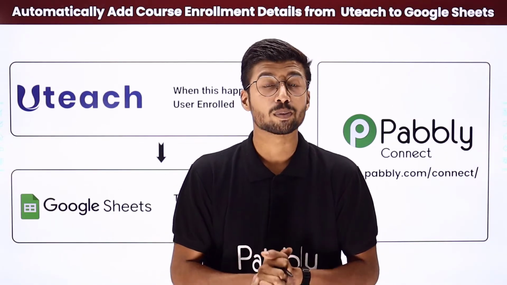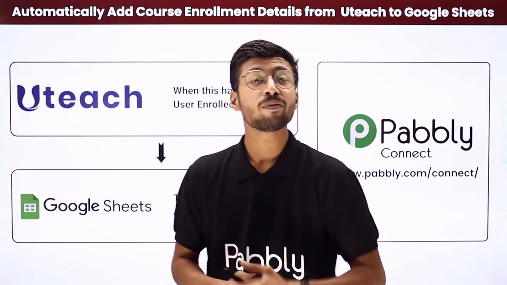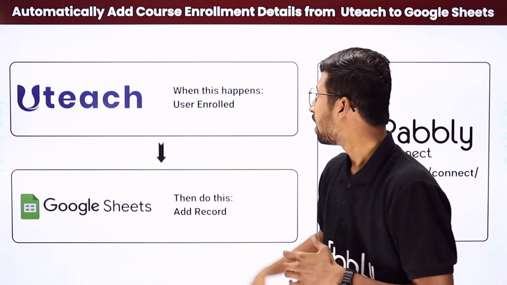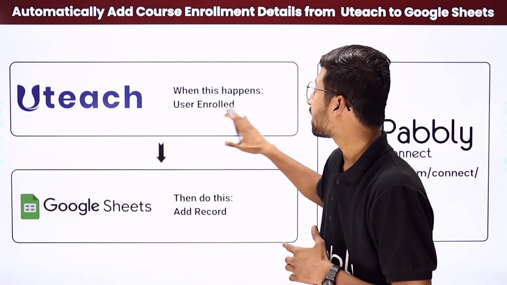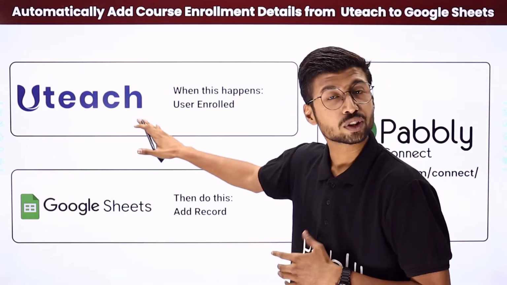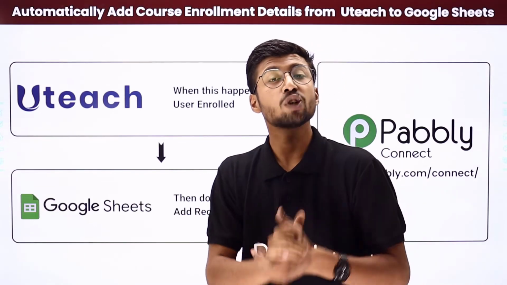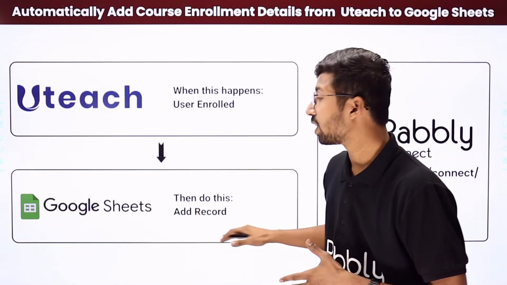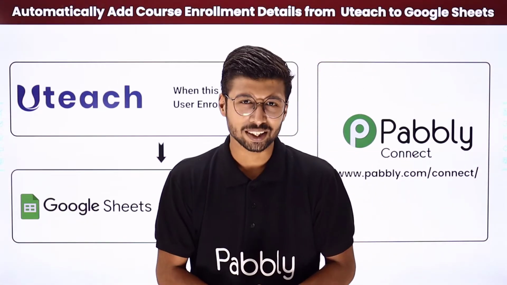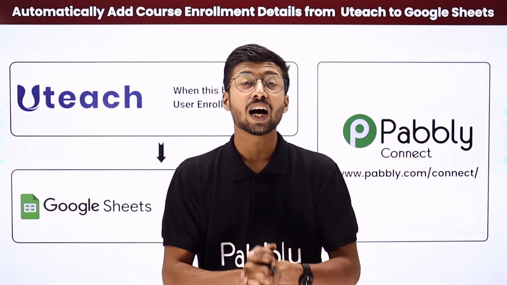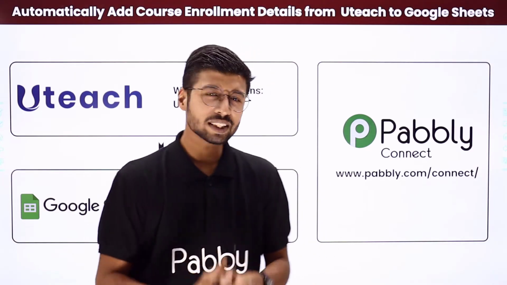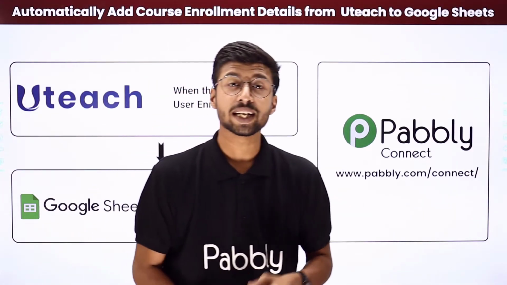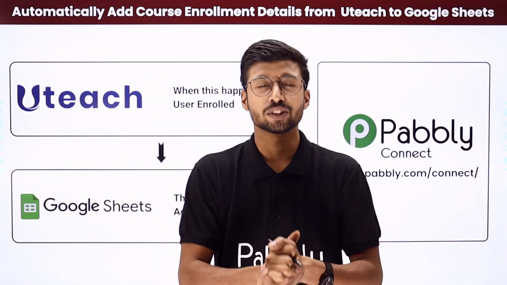So to solve this problem, in this video, I came up with an awesome automation by which whenever a new user gets enrolled or added in our Uteach course, automatically the details of that very same user or enrollment will be added as a new record in Google Sheet as well. Interesting, right? Now you must be thinking how we are going to do this. To make this happen, we will be using Pabbly Connect, which is an automation and integration software.